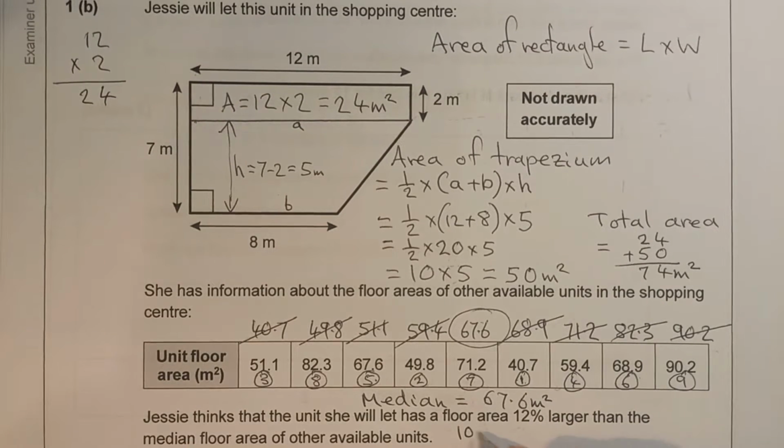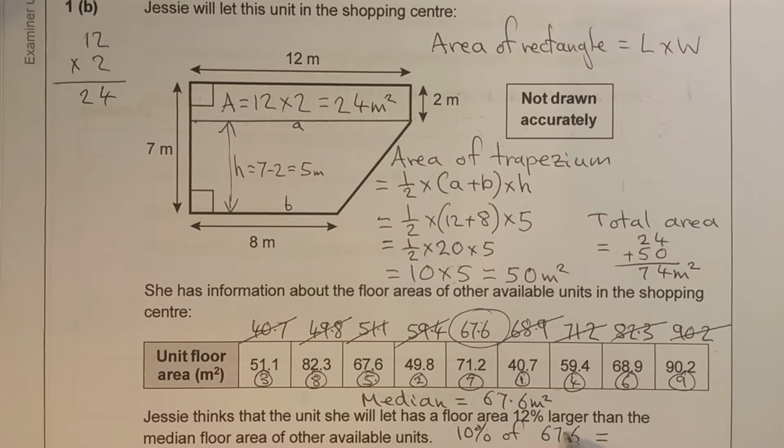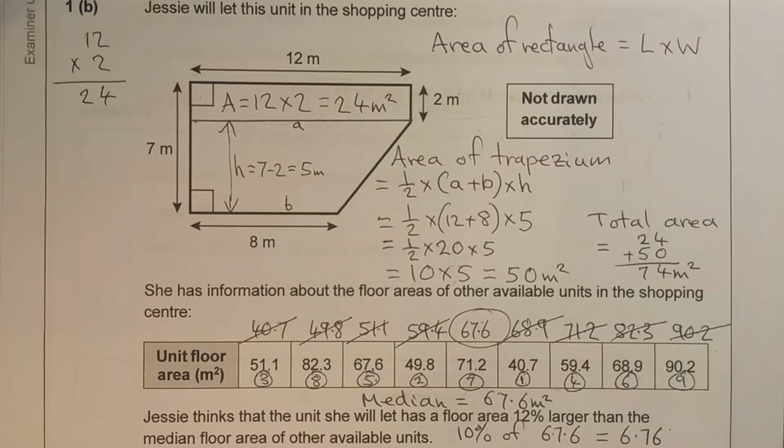So I'm going to start off by saying, well, what would 10% of 67.6 be? Well, if it was a whole number with a 0, we'd take the 0 off. But if we want to make it 10%, we move the decimal point over 1. So it's going to be 6.76. Okay. Now we want to get up to 12%. Well, we've got 10%. We could add on 1% and 1%. That would give us 12.